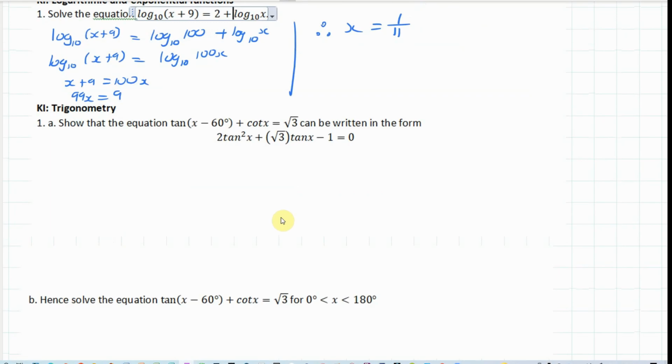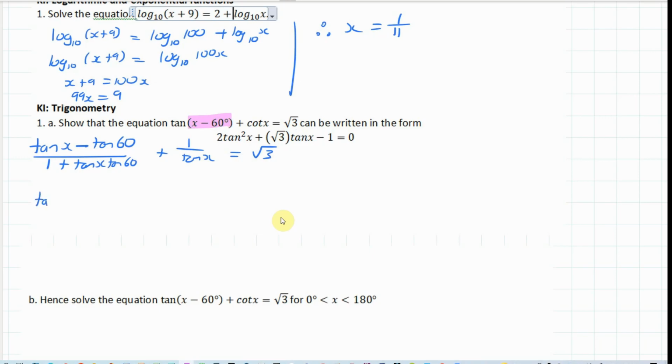Okay, so we're going to use the addition rule for tan. For tan, we go tan x minus tan 60 all over 1 plus tan x times tan 60. And then cotangent x is 1 over tan x, so I'm going to write that, and it is equal to square root 3.